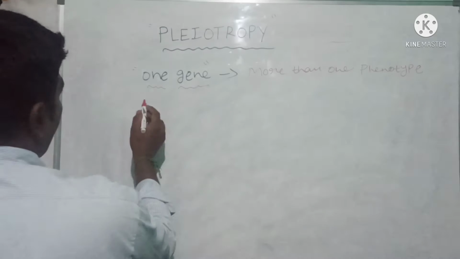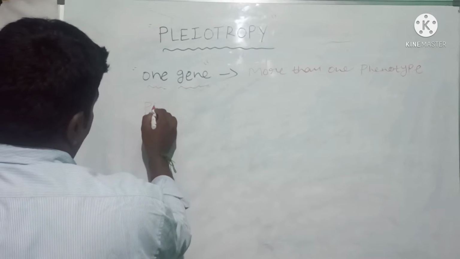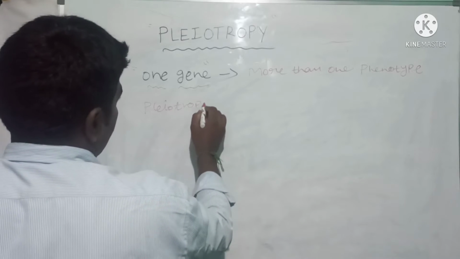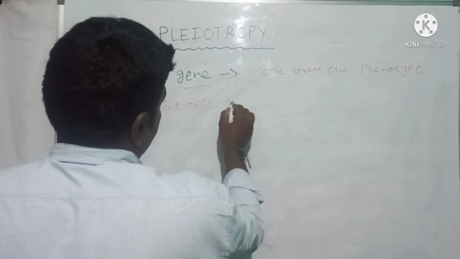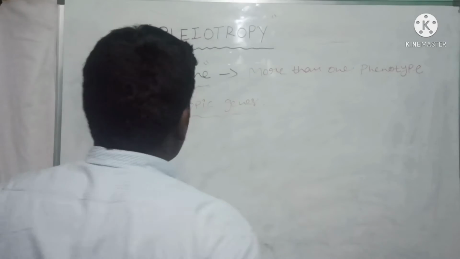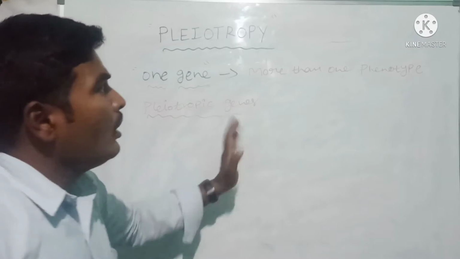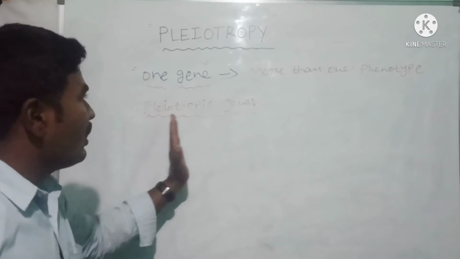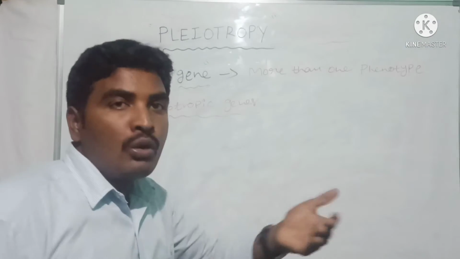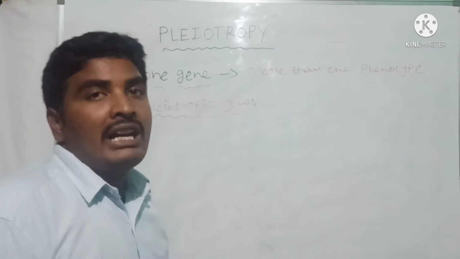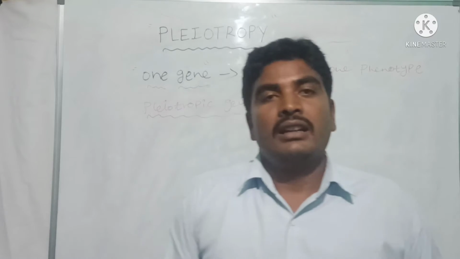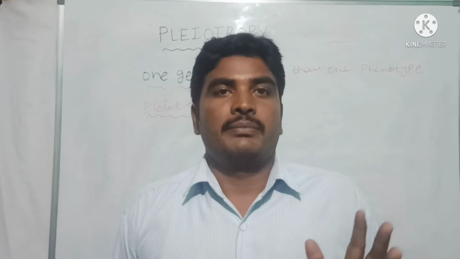Now, the pleiotropic genes. So what are pleiotropic genes? Genes which control more than one phenotype. It is called pleiotropic genes. So pleiotropic genes means genes which control more than one phenotype. Now this sounds like a very interesting concept. Watch until the end of this concept.